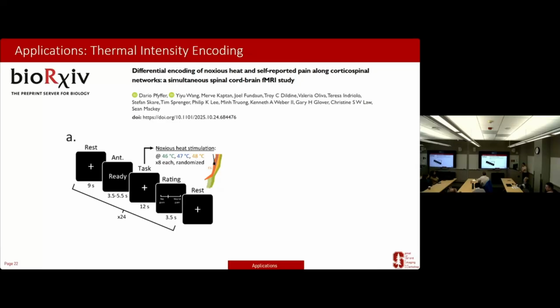Even with this change of 1 to 2 Celsius, we can see a significant increase in the pain intensity that they perceived. 46 was close to 4, 47 was less than 6, and then 48 was about a 7.